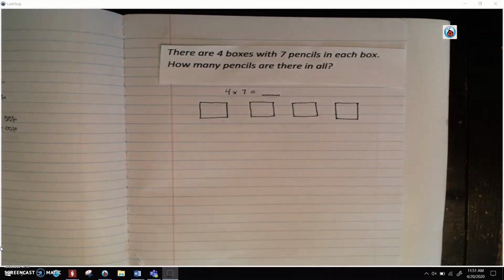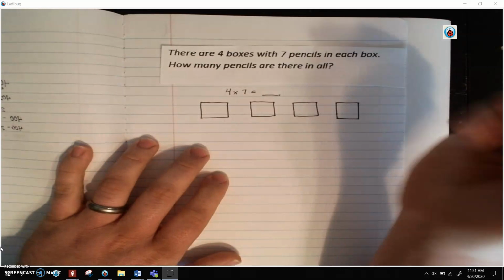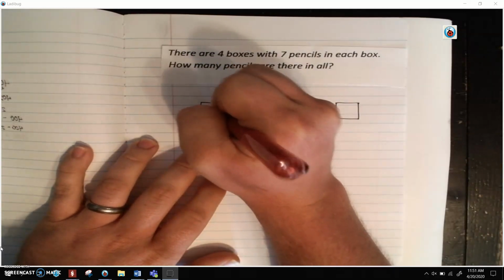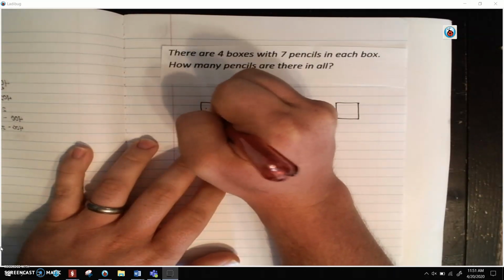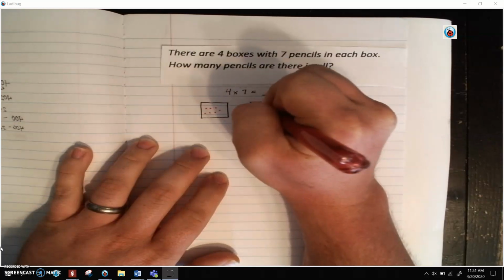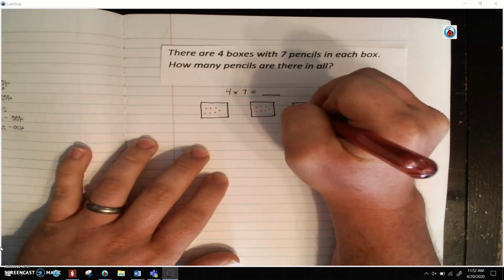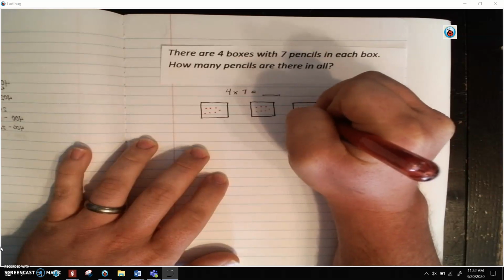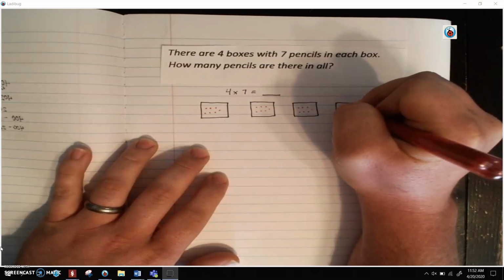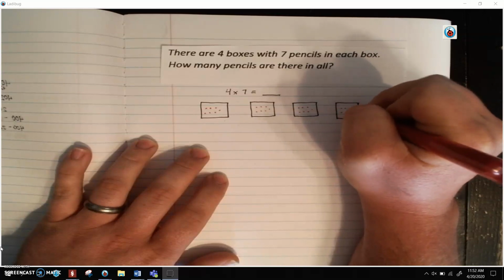So now that I have my 4 boxes, I need to make sure that in each box I have 7 pencils. So for each pencil, I'm just going to draw a dot. So 1, 2, 3, 4, 5, 6, 7. And I do the same for each of the remaining boxes, drawing 7 dots in each.